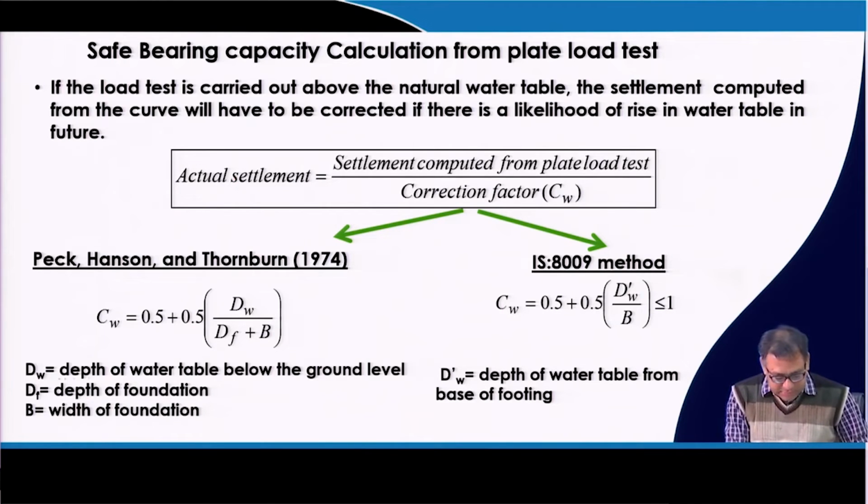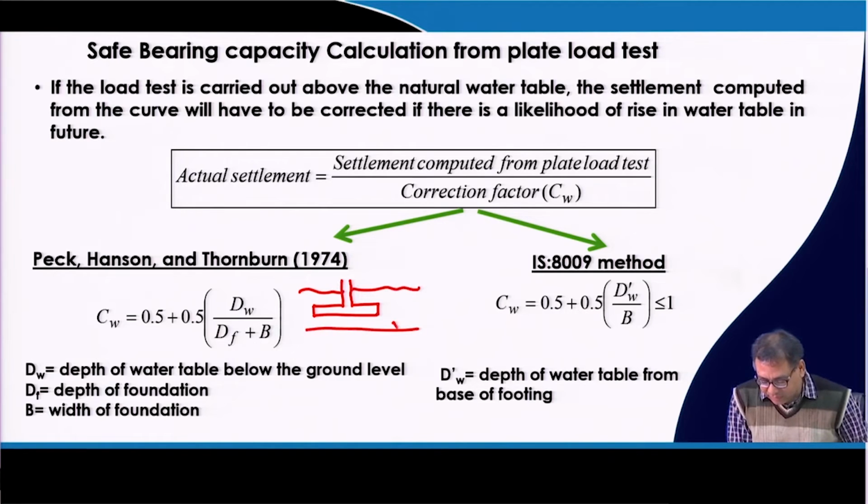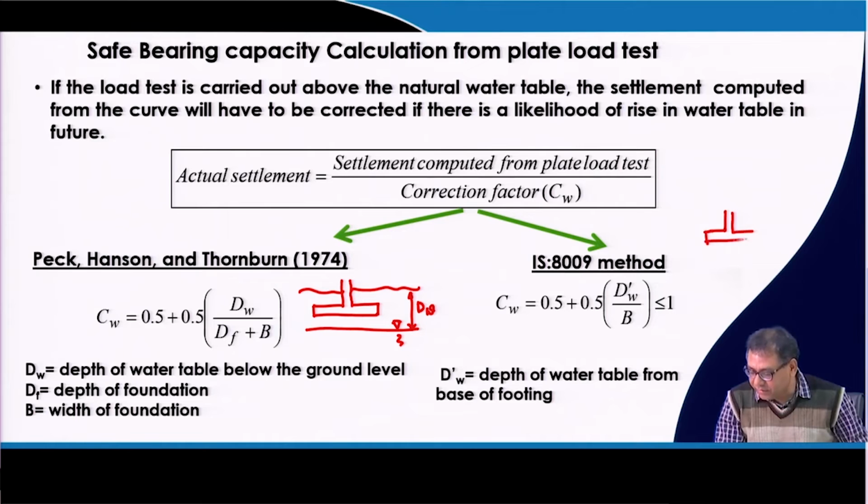In this case, dW is the depth of the water table below the ground level. Suppose this is your equation. If this is the foundation, this is your water table position, and this will be your dW. So, dW is the depth of the water table below the ground level, but here it is the depth of the water table from the base of the foundation.